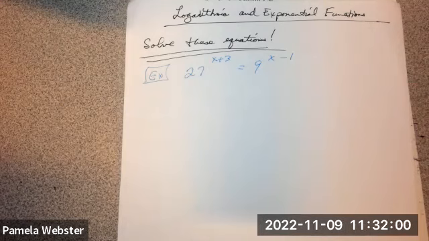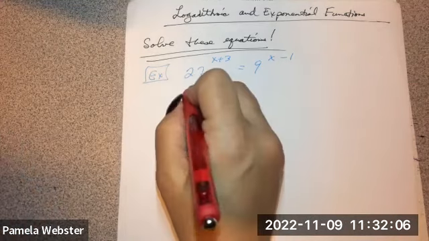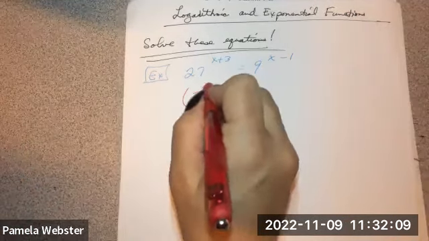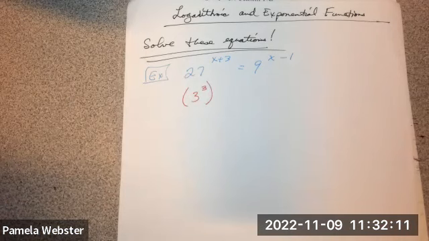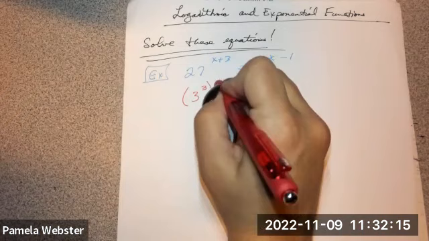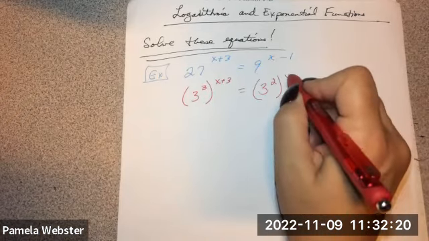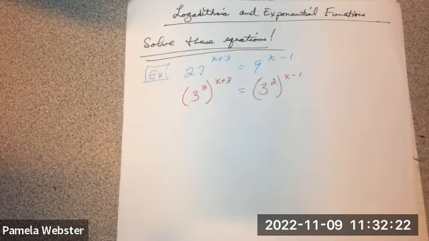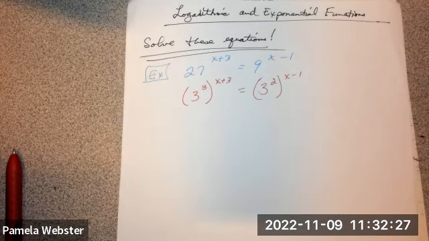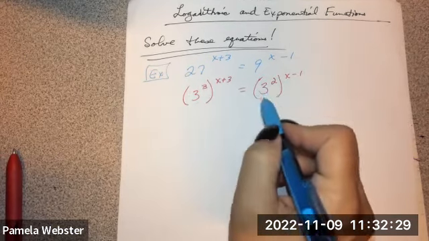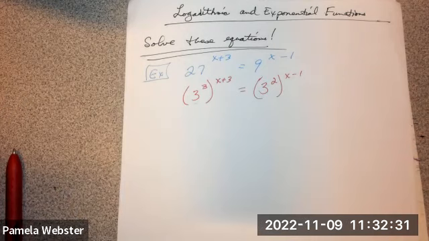And I can look at 9 and I can say that's 3 times 3. So hopefully we can say, okay, we can rewrite these with 3 as the base. 27 is 3 to the third. The 27 is being raised to the x plus 3 power. And 9 is 3 squared. And that's being raised to the x minus 1 power. Okay. So if I can rewrite those so that they have the same base, then I can use all of those exponent properties that we like.